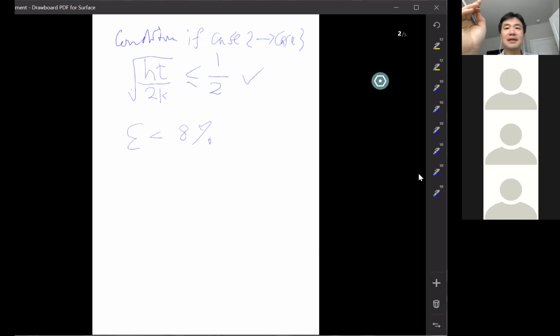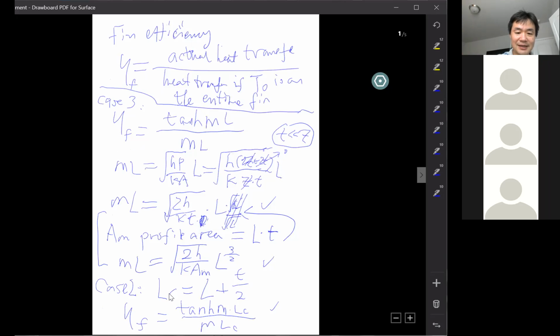As engineers, we can always make approximations to make our life easier to get a solution. But you have to control the error. You have to manage the error. You have to tell your client or your boss what the error is. If the error is less than 8%, we're okay with it. So if this condition is satisfied, your error should be less than 8% if you use case 3 to replace case 2, using the corrected length for case 2.